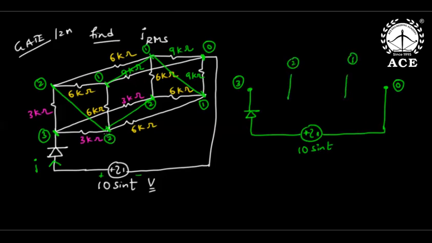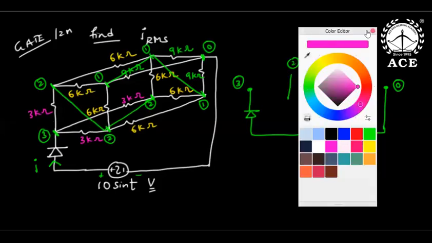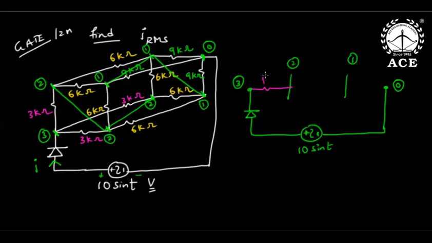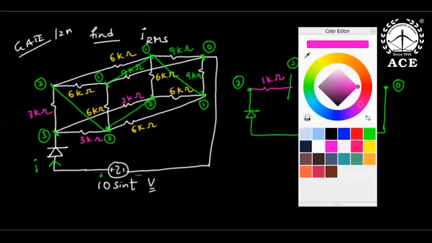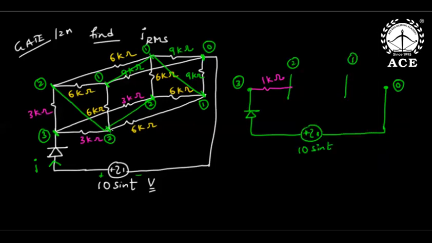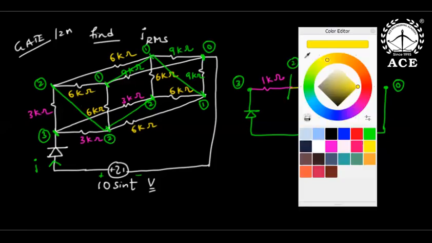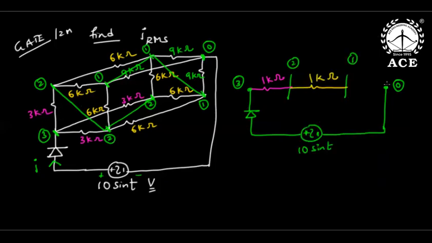Now listen, from 3 to 2, the 3 kilo ohms are in parallel. 3 kilo ohms in parallel become how much? 1 kilo ohm only. Then from node 2 to node 1, the 6 kilo ohms in yellow color are in parallel. 6 kilo ohms in parallel again become 1 kilo ohm. And then finally from node 1 to node 0, 9 kilo ohms in parallel is 3 kilo ohms. Now I need the RMS current through the diode.